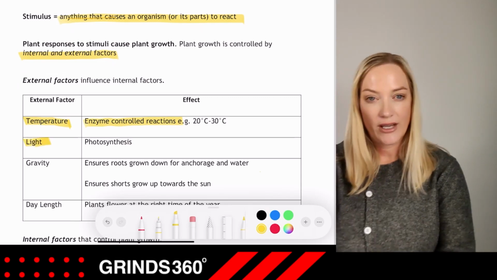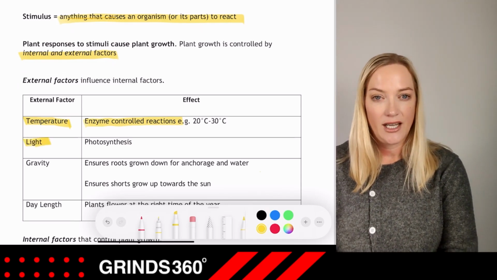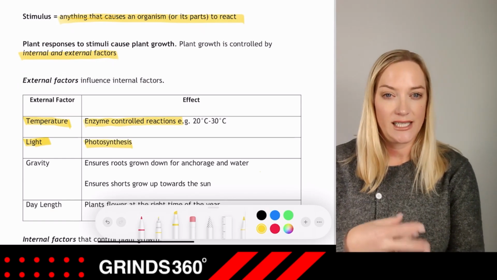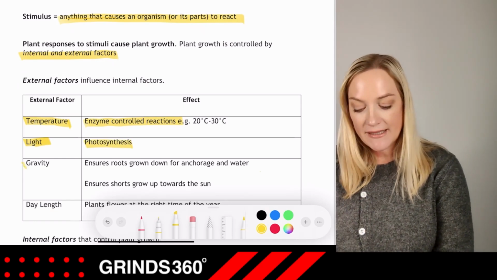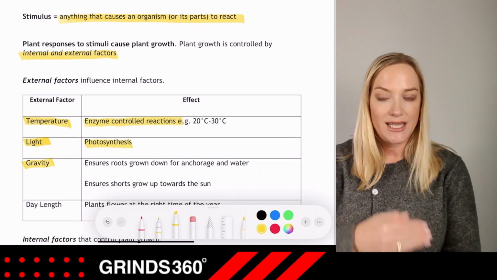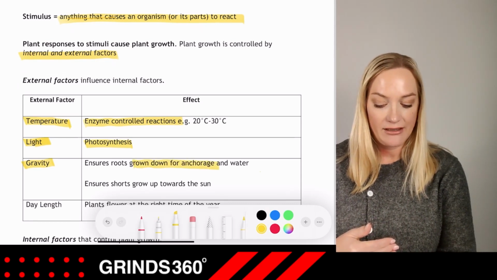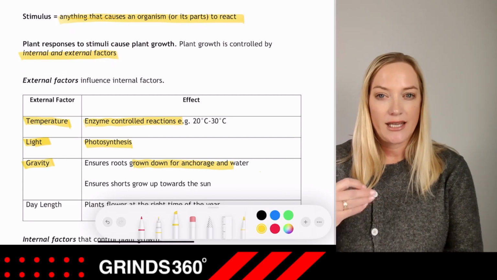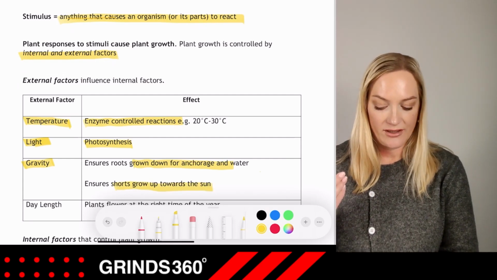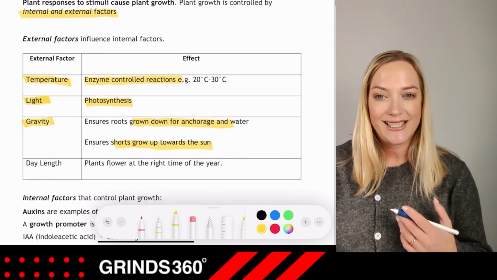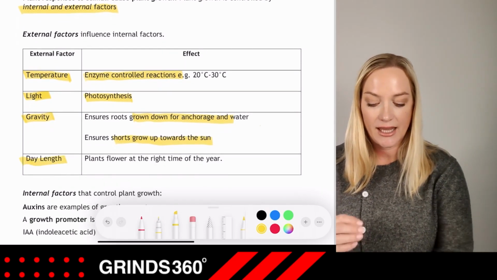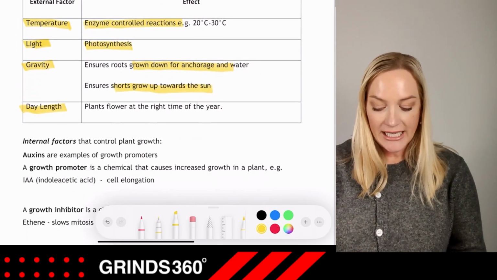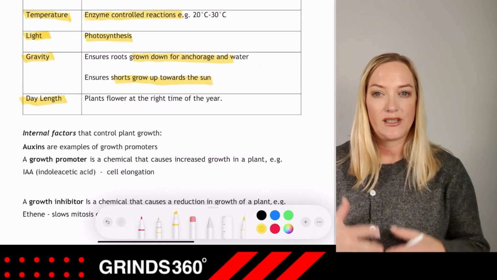Light. Okay, our external factor, light. We need that inside the plant. The effect is for photosynthesis, to make food. Gravity, our external factor. Within the plant, it ensures that the roots grow down, and that's for anchorage and to absorb water. It'll also ensure that the shoots will grow up towards the sun. And another external factor is day length. So plants flower at the right time of the year. So your internal factors, they are what controls the plant.